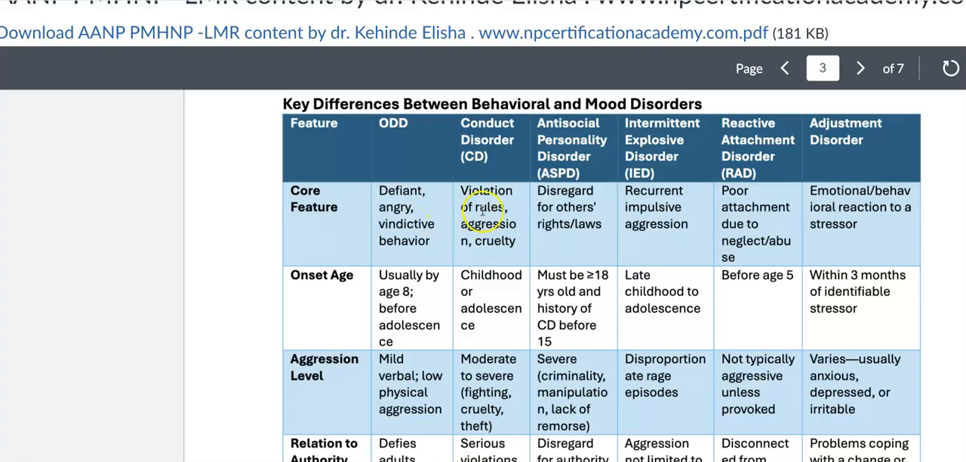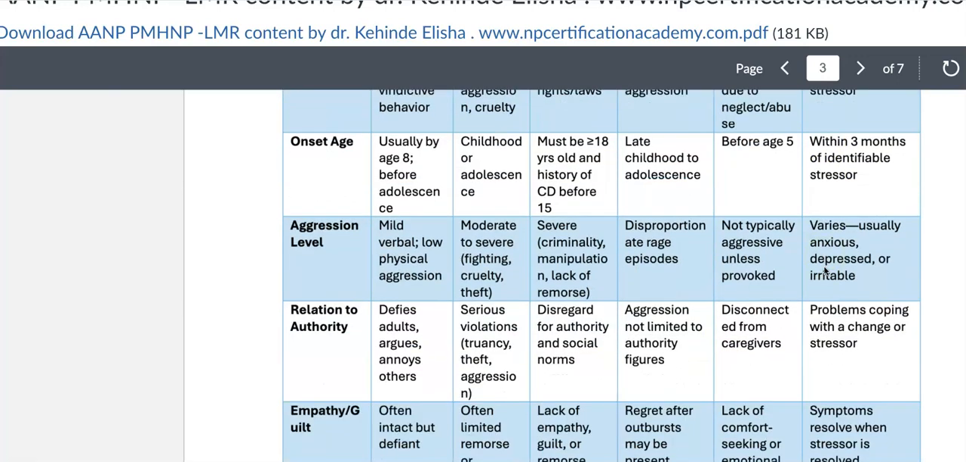Conduct disorder, violation of rules, aggression, cruelty. Antisocial personality disorder, disregard for others' rights and laws. Intermittent explosive disorder, recurrent explosive impulsive aggression. Reactive attachment, poor attachment due to neglect or abuse. Adjustment disorder, emotional or behavioral reaction to a stressor.